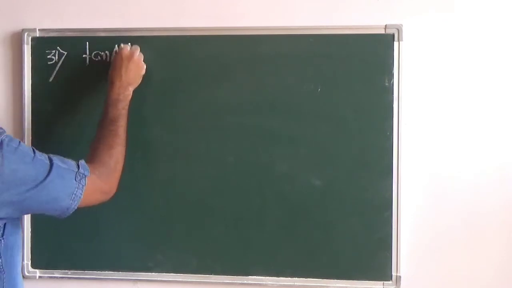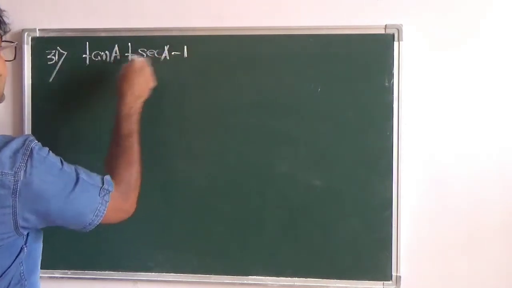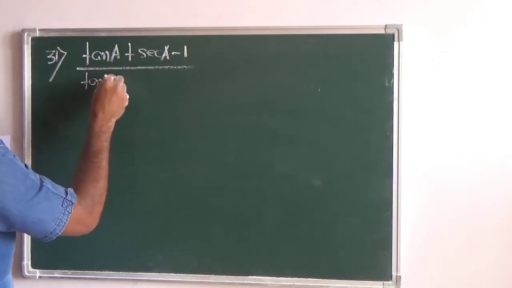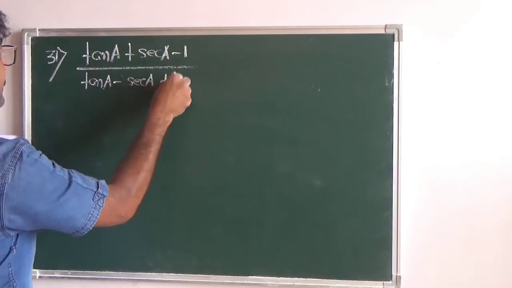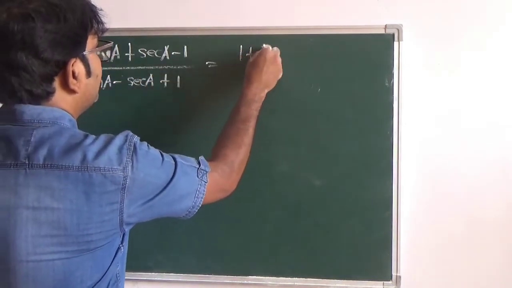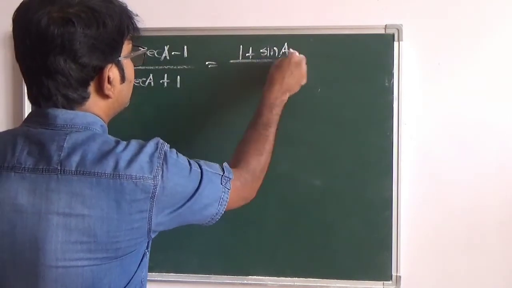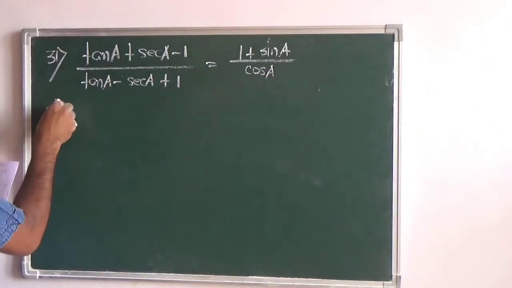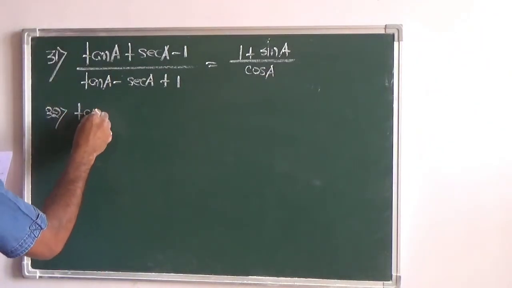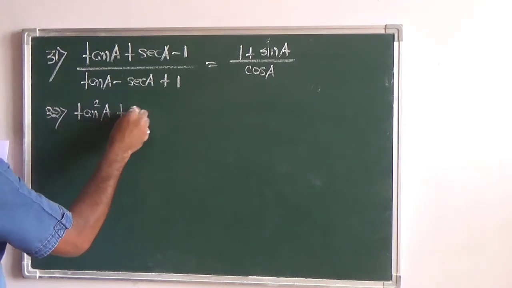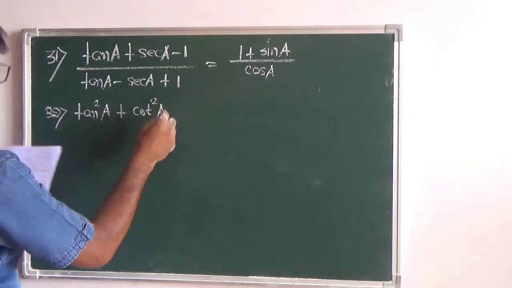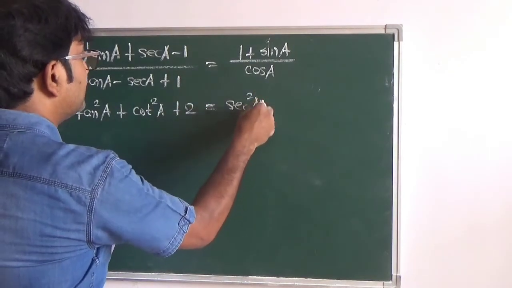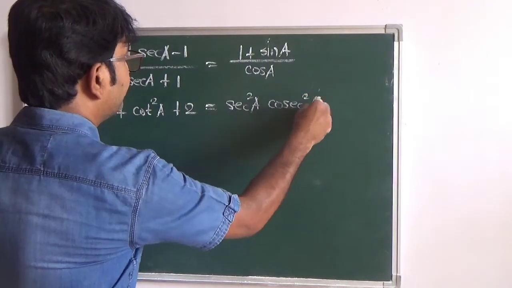Tan A plus sec A minus 1, over tan A minus sec A plus 1, is equal to 1 plus sin A by cos A. 32: tan square A plus cot square A plus 2 is equal to sec square A into cosec square A.